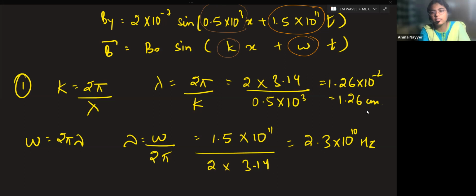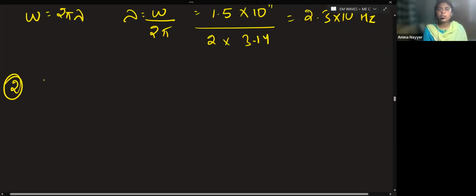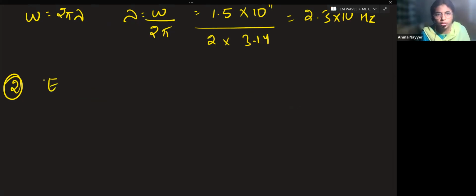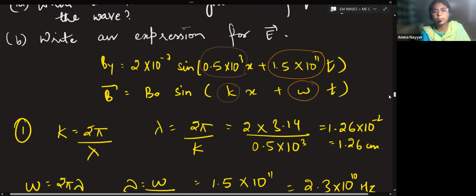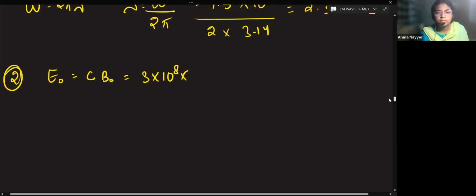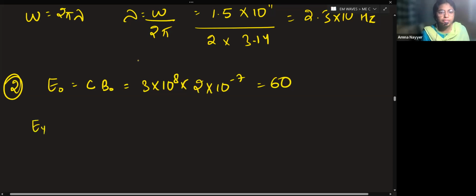Now see, you have to find out what's the value of E naught. Because for writing the whole equation, you have to know the peak value of E naught. So E naught will be equal to what? Speed of light multiplied by B naught. Speed of light is 3 into 10 to the power 8. B naught is 2 into 10 to the power minus 7. So this becomes 60.